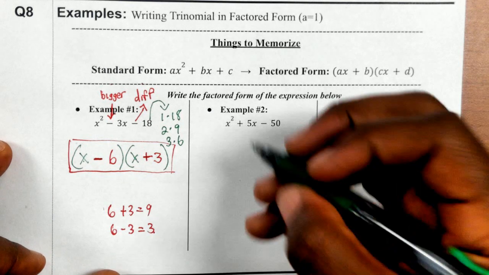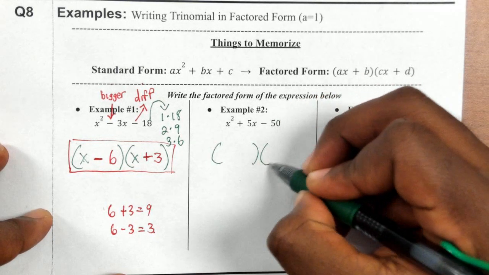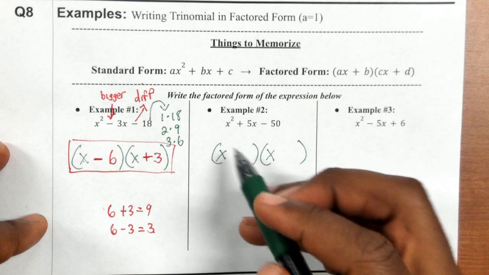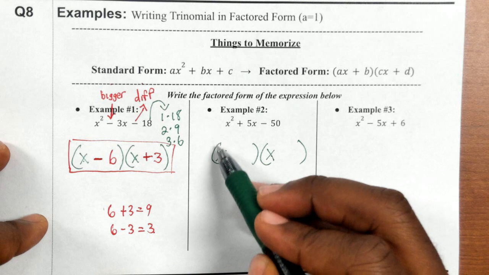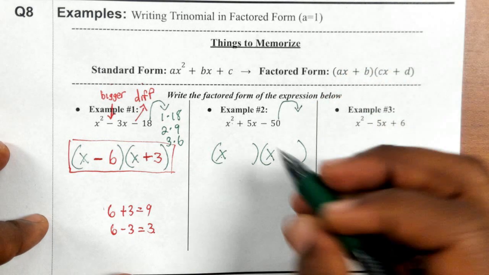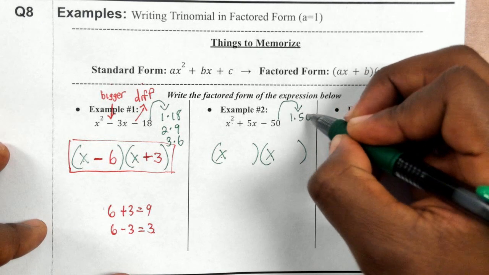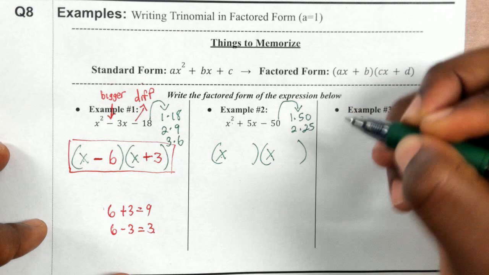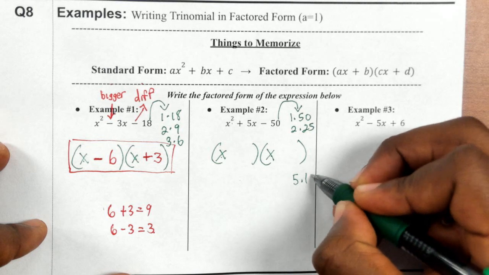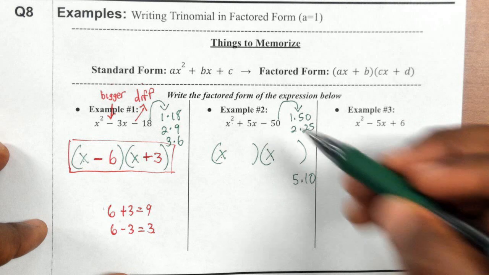So next question. Again, we're going to put it into factored form, which is two pairs of parentheses. I'm going to first put my x and my x in the front because x times x gives me x squared. Now I'm going to find all the numbers that multiply to give me 50. Those numbers are 1 and 50, 2 and 25, 3 does not work, 4 does not work, but 5 and 10 works. So those are all the pairs that multiply to give me 50.